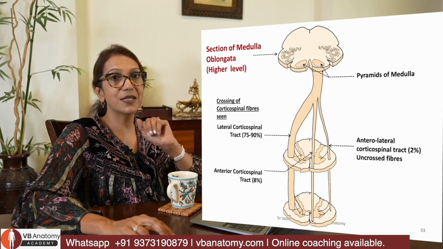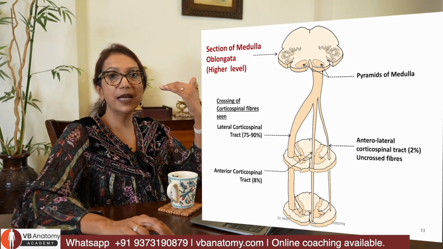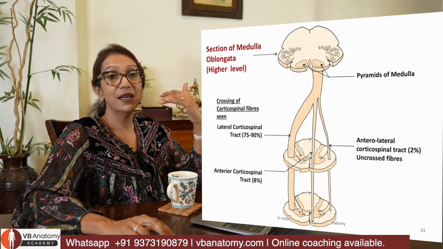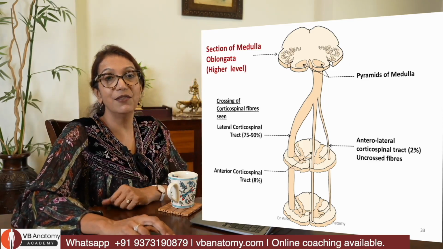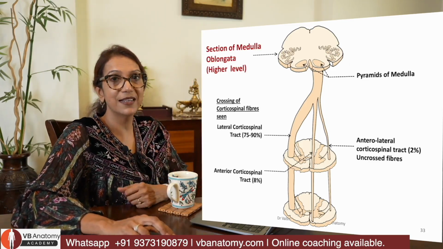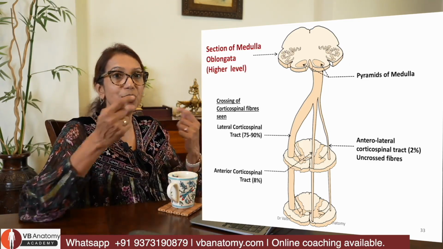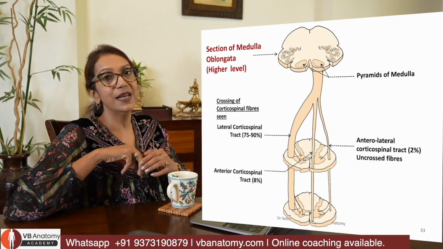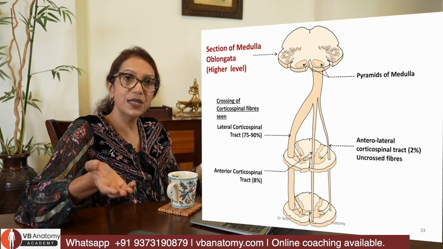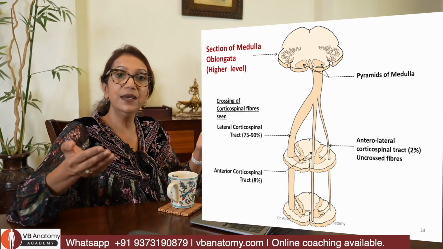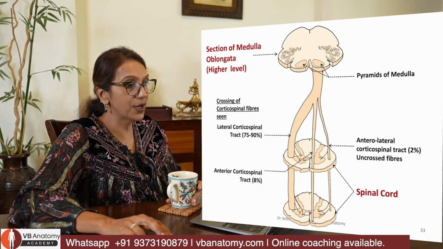Okay. Now imagine, if I were to have an internal capsule lesion on my left side, which side would be paralyzed? Will it be my left side or the right side? It will be my right side, because the fibers have crossed over in the medulla. What is the crossing called? Great motor decussation. Very good.